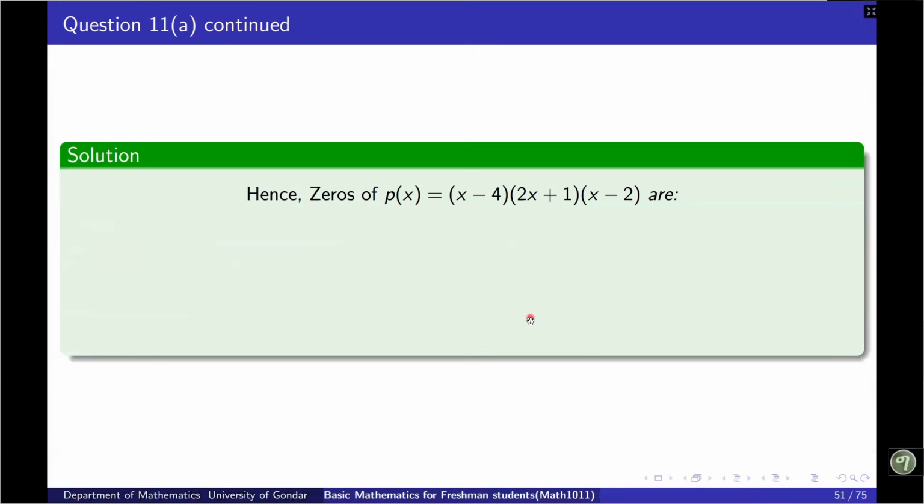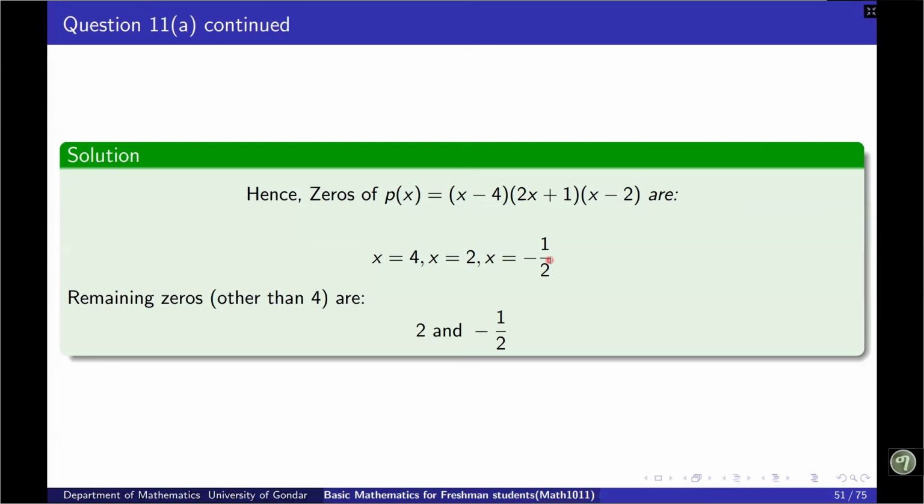Therefore, the zeros of the polynomial function are the zeros of each linear factor. So the zeros are x equal to 4, which is obtained from x minus 4 equal to 0. When we take 2x plus 1 equal to 0, we obtain x equal to negative 1 over 2. When we assume x minus 2 equal to 0, x must be 2. So 4, 2, and negative 1 over 2 are the zeros of the given polynomial function. Therefore, 2 and negative 1 over 2 are the other zeros of the polynomial function other than 4.